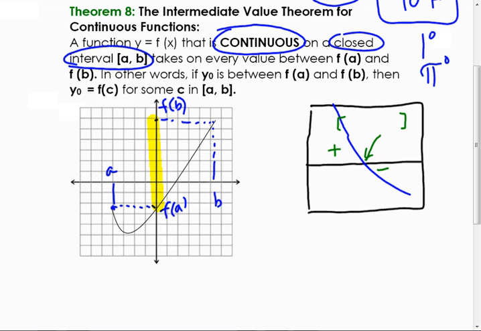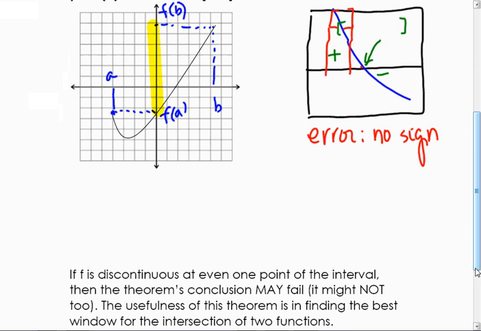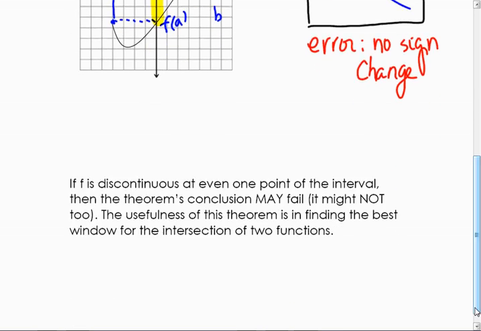But have you ever done this where you entered the left bound and you entered the right bound, but you put it here and you can see the function's not crossing zero? Have you ever made that mistake? Yeah. And what does it give you? It gives you an error. And it says no sign change. So what it's doing is the intermediate value theorem. It's saying the signs have to change from positive to negative. It happens to me all the time. If you have a discontinuity, you've got a problem.